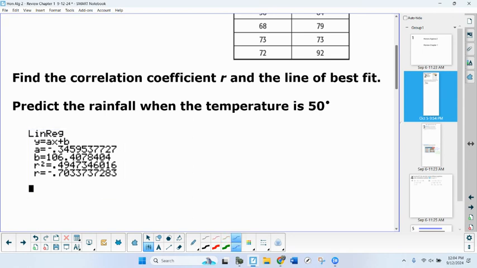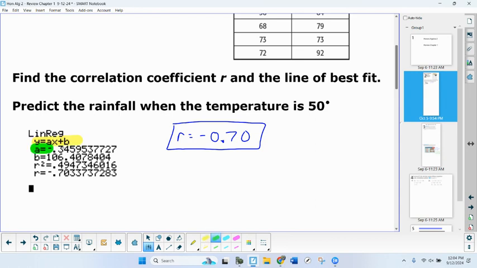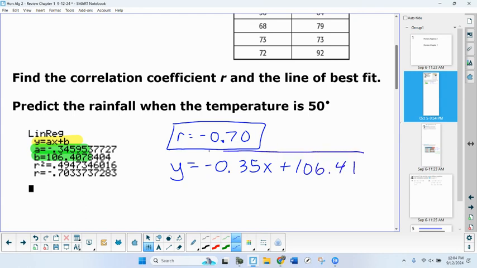So what is the correlation coefficient? -0.70. Okay, there's my correlation coefficient. Then here's my equation. Here's a and b. Rounding to 2 decimal places, what are you guys going to tell me? Y equals -0.35. Don't forget the x, plus 106.41. That's the model for this linear regression for this scatter plot.